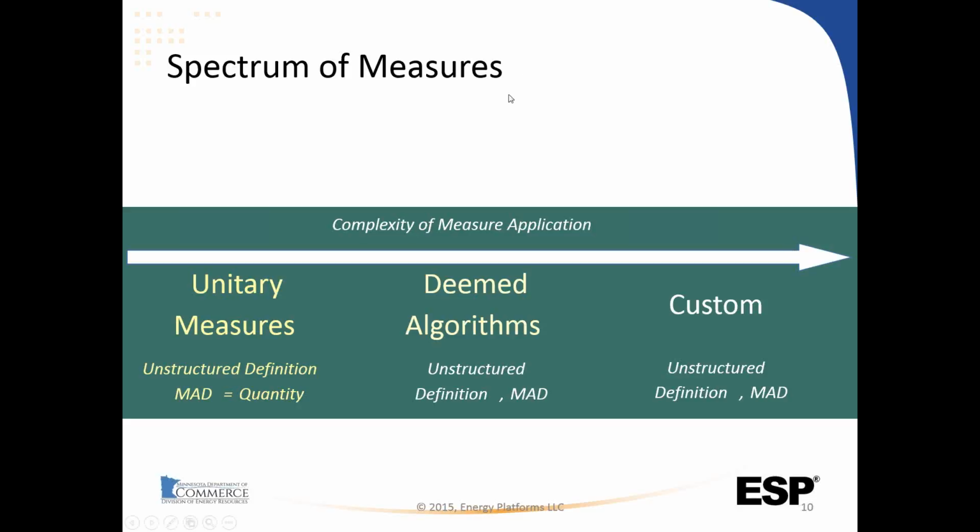The spectrum of measures that we find across the country: we find many jurisdictions really using unitary measures, deemed savings, and custom. The area where we think smart measures are really going to have that ability is to be implemented in both unitary and deemed algorithms, to put that into a structured format and help us move to more sophisticated calculators that are more accurate and automate the data capture for EM&V purposes.